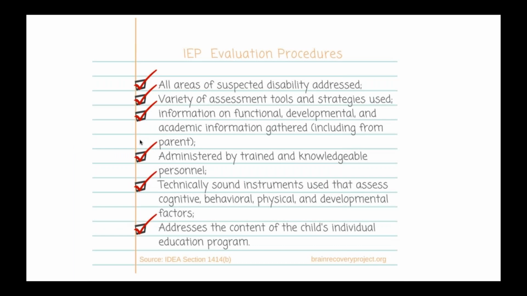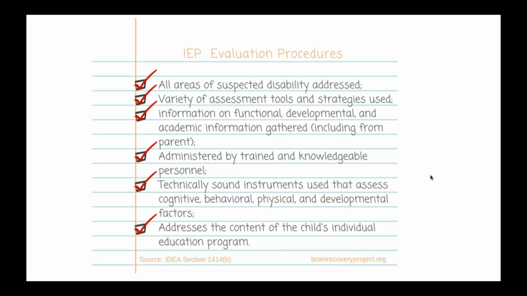The evaluations have to be in all areas of suspected disability. They can't use just one assessment tool or strategy. They have to use various assessment tools and strategies. The information has to look at functional, developmental, and academic information, including from you. So this is where you would include it in the letter to the school.